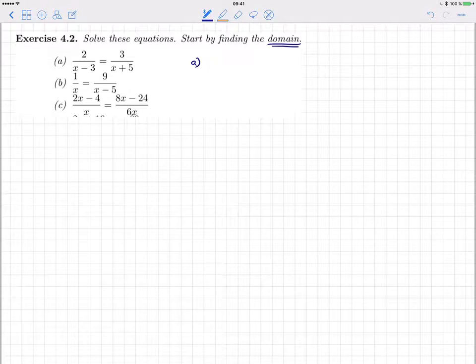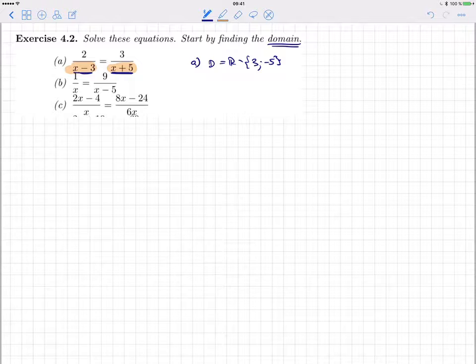So in problem number 1, we look at the denominators and see that the domain is any real number except 3, which makes this 0, and minus 5, which is the value for x, which makes the other denominator 0.